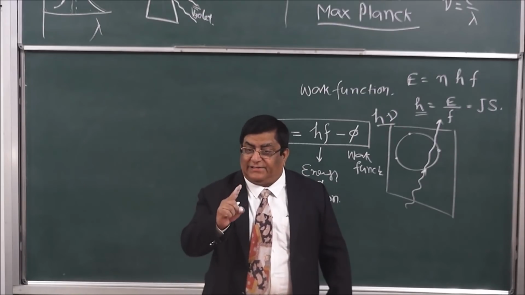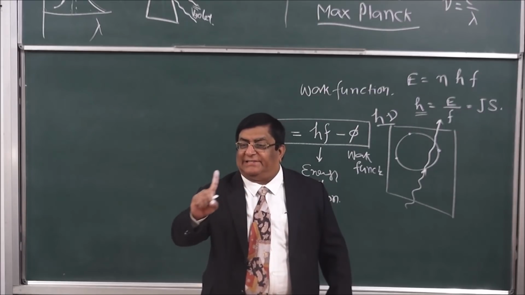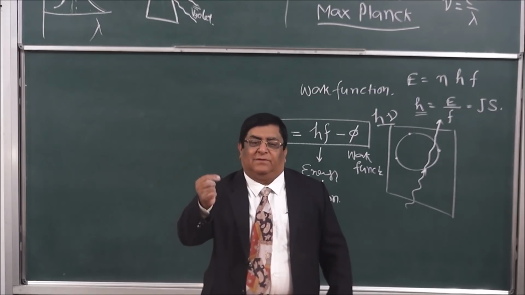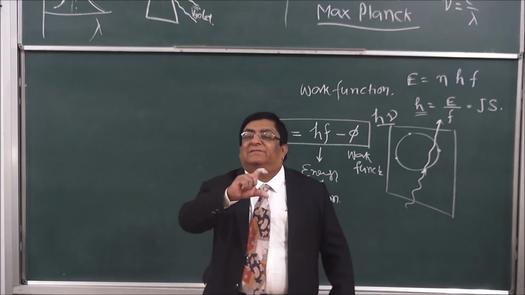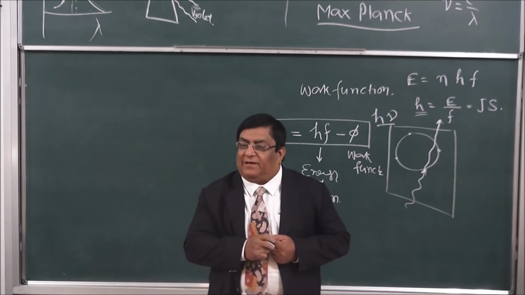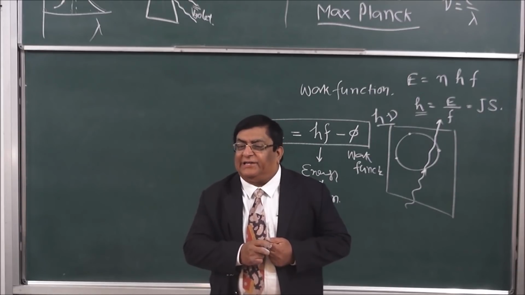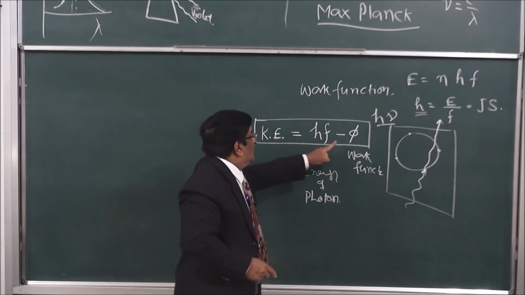That means when light falls on a metal, an electron is ejected out, and we can notice that electron with certain experiments. We will see those experiments. It comes out, it has got a kinetic energy, and how much is the kinetic energy? That is given by this equation.